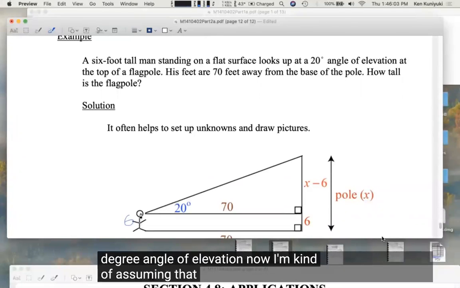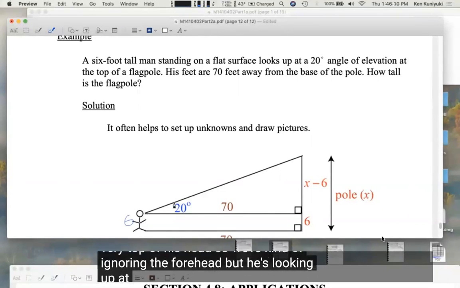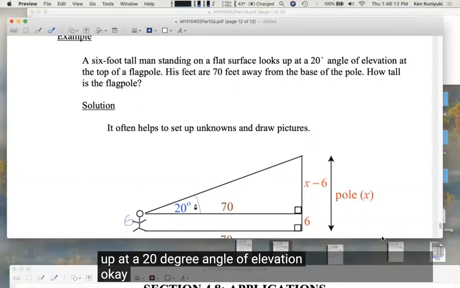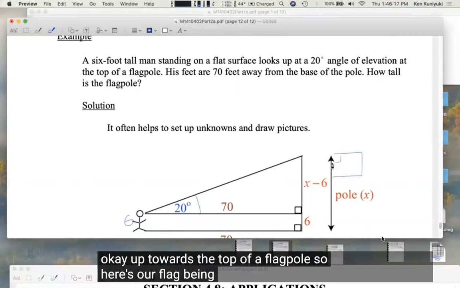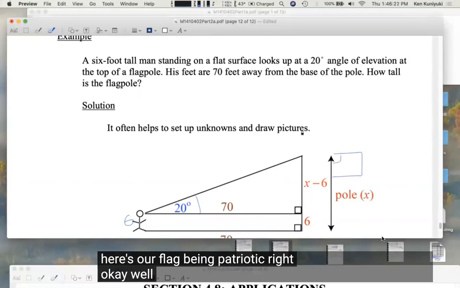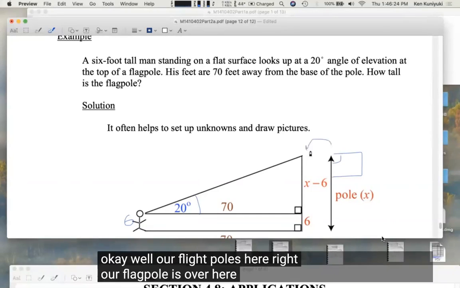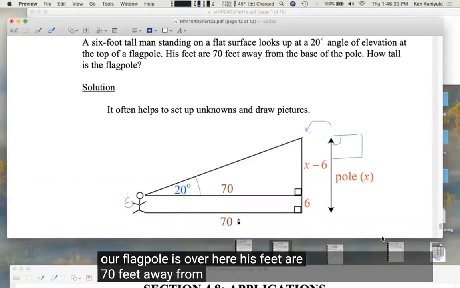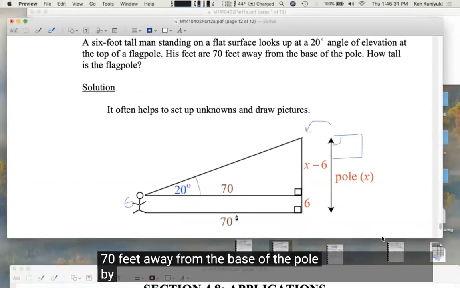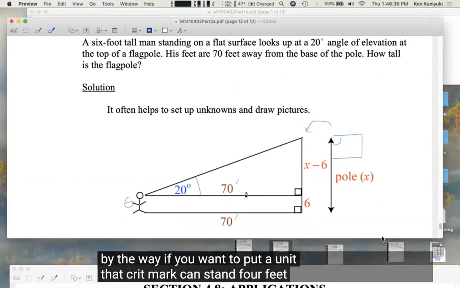Now, I'm kind of assuming that his eyes are on the very top of his head, so we're kind of ignoring the forehead. But he's looking up at a 20-degree angle of elevation, up towards the top of a flagpole. So here's our flag, being patriotic. Well, our flagpole's here, over here. His feet are 70 feet away from the base of the pole. By the way, if you want to put a unit, that tick mark can stand for feet.